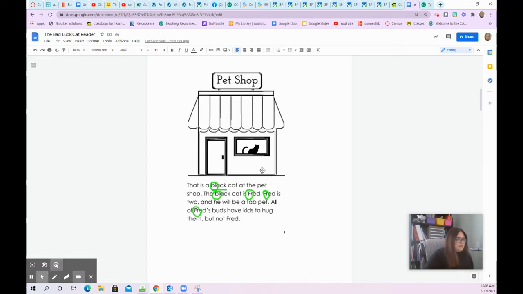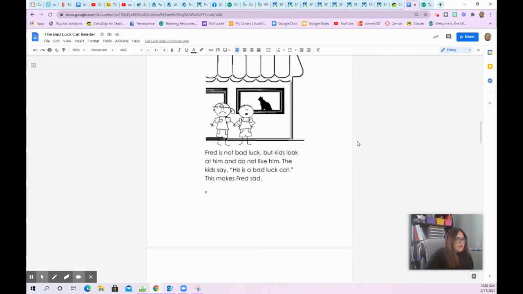So then, let's read the next page. Fred is not bad luck, but kids look at him and do not like him. The kids say he is a bad luck cat. This makes Fred sad. So let's take our highlighter. Do you guys see any blends here? We see Fred, and again, Fred. FR, Fred. And that is it for that one. All right, let's move on.